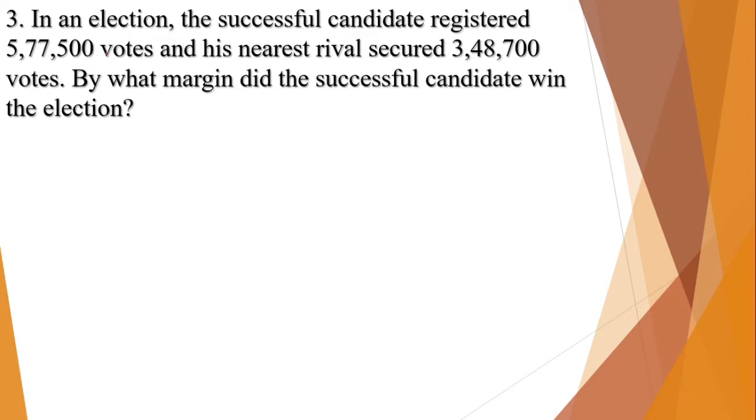Right? How many votes? Now here also we should do the same method which we did for the previous question. What did we do? We subtracted. Here also we should subtract. And what numbers we should subtract? Here we should subtract 5,77,500 by 3,48,700. And when we subtract, we will get our answer. Right? And that answer will be, and that many votes more, the successful candidate won the election. Right. Now let's subtract.